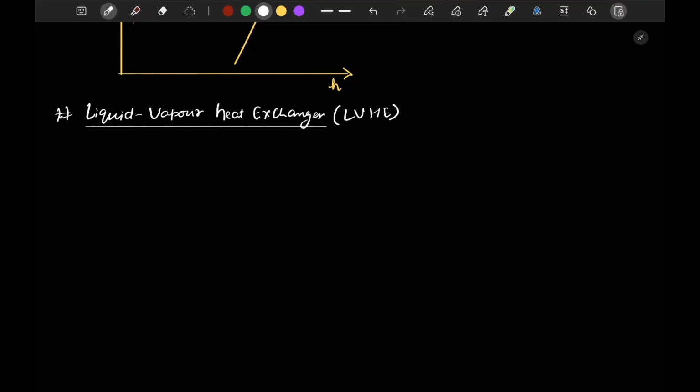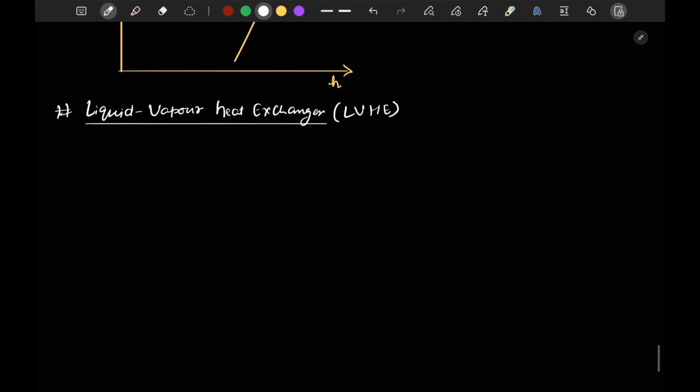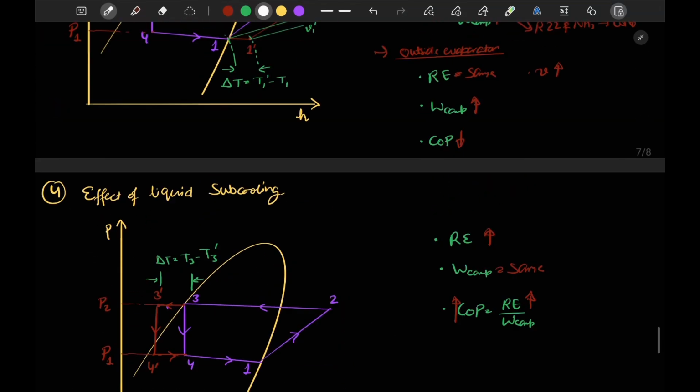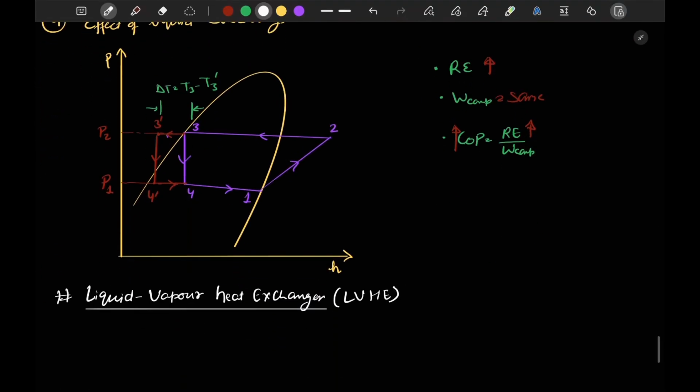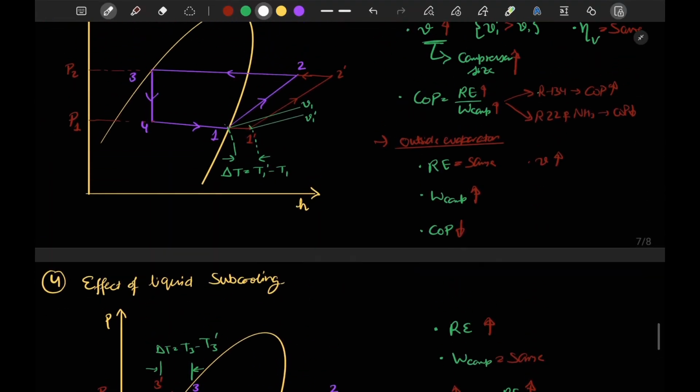So in a liquid vapor heat exchanger, first we will include both of these effects, subcooling and superheating. This superheating will be outside of your evaporator, and this subcooling won't be happening in your evaporator, so from here you will see that COP will always decrease.